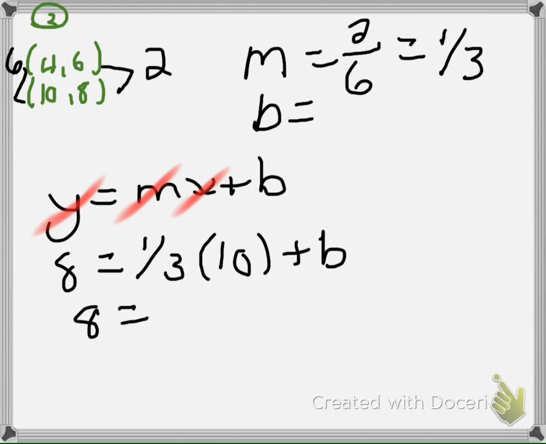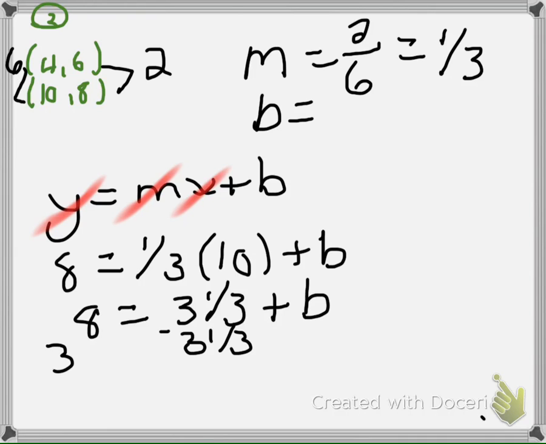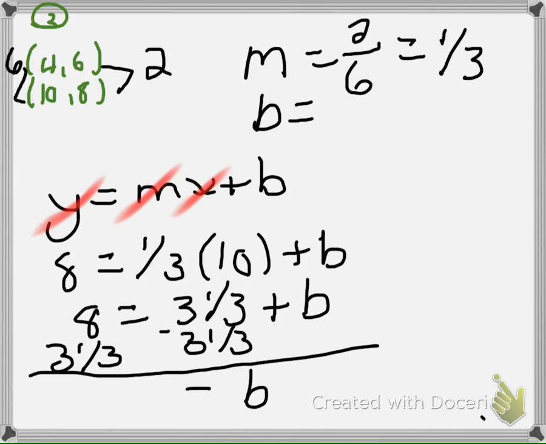8 equals 3 1/3 plus b. To get the b by itself, I'm going to have to subtract 3 1/3 from both sides. I can do this in my head. I want you to think about this because so can you. And you want to start doing as much mental math as you possibly can. 8 take away 3 is equal to 5. And 5 take away 1/3 is going to give me 4 2/3.